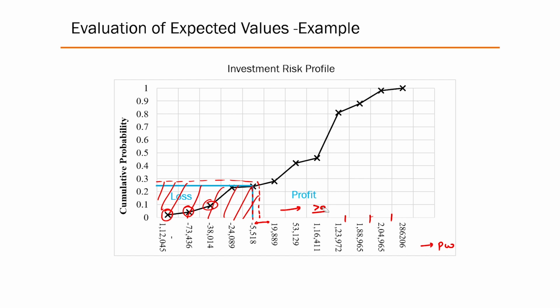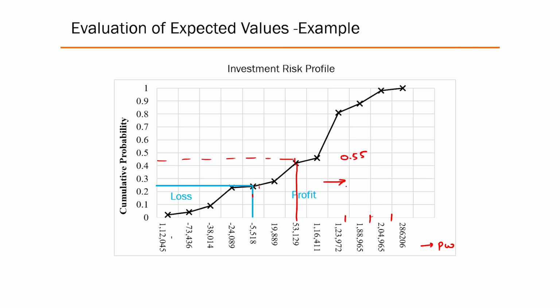You could also do a different analysis. You could ask, what are the chances that my investment will generate at least 50,000 rupees? Again, you drop the line there. It gives an idea that there is about a 55% chance that you will gain at least 50,000 in this particular investment.